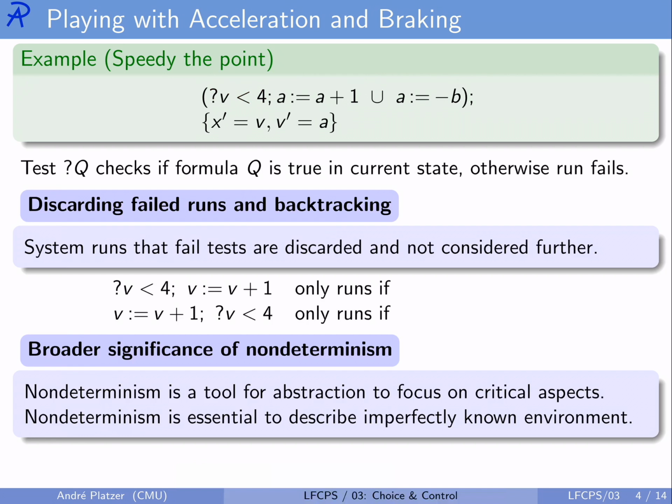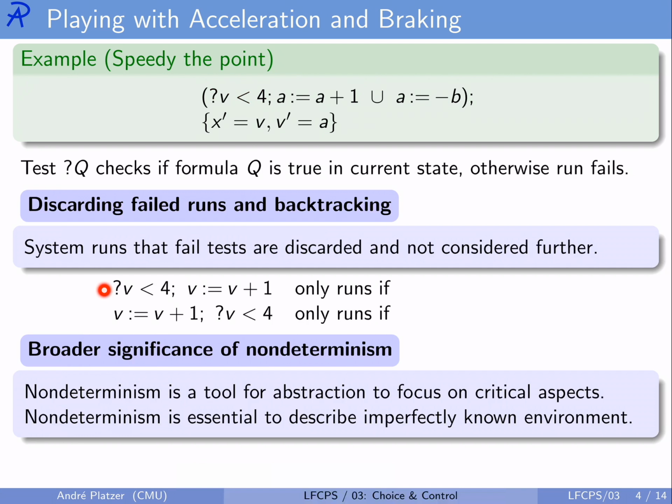Well, then you just discard the failed execution attempt. In other words, failed runs are discarded, and you should think of this as backtracking. Any system run that fails a test is simply discarded in its entirety and not considered any further.